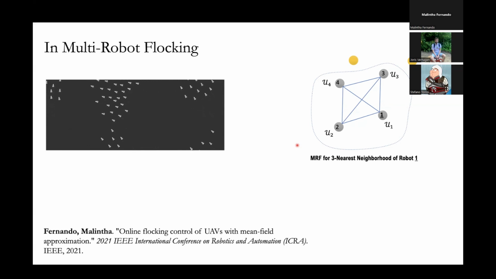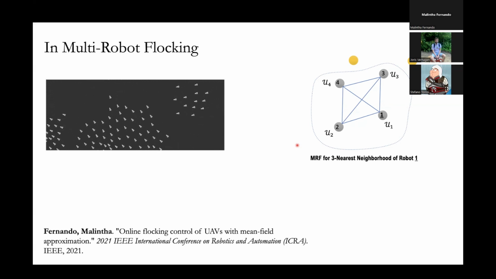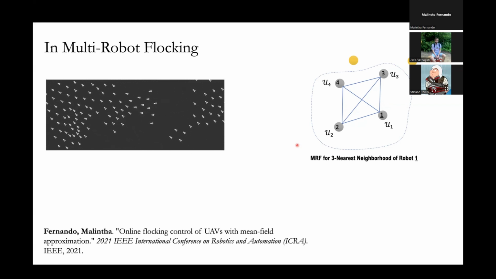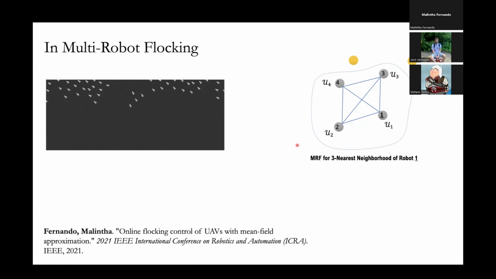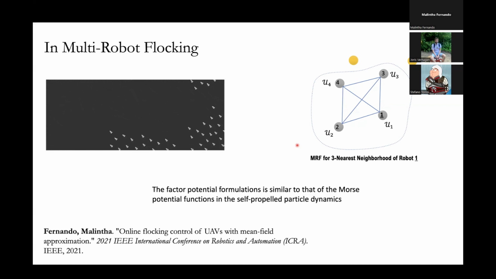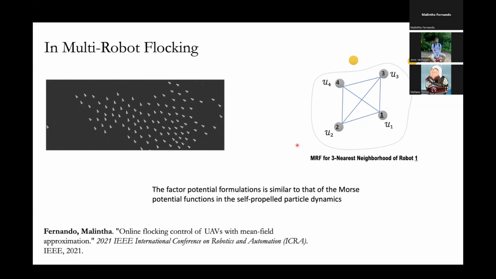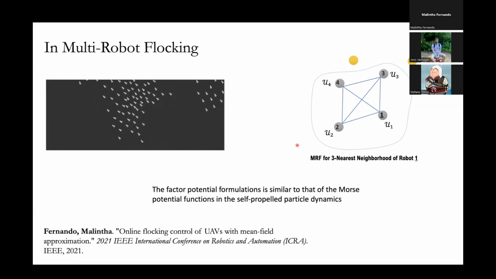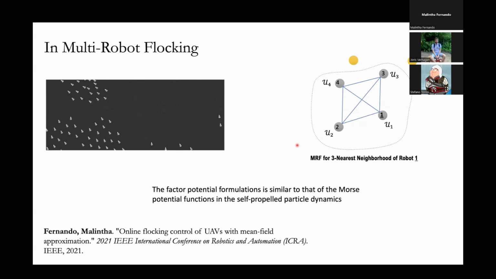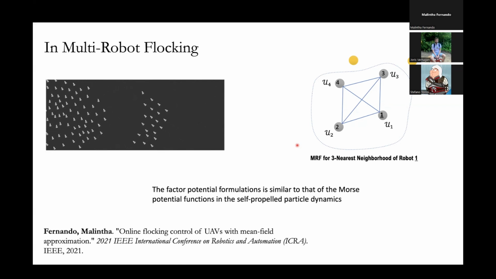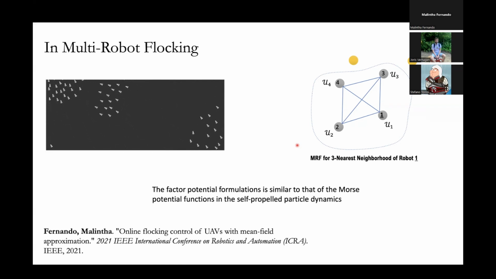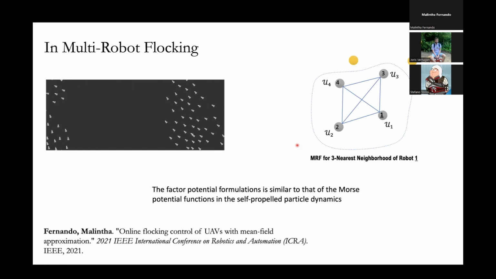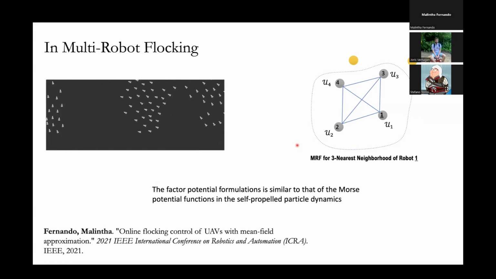Then we calculate this interaction graph based on the nearest neighbor topology. And then we added the additional edges that we wanted in the Markov random field, and then we did the optimization. The factor potentials that we used are from the self-propelled particle model from the statistical physics literature. They are similar to something called Morse potential functions, and I would like to refer to this paper in ICRA for more information.